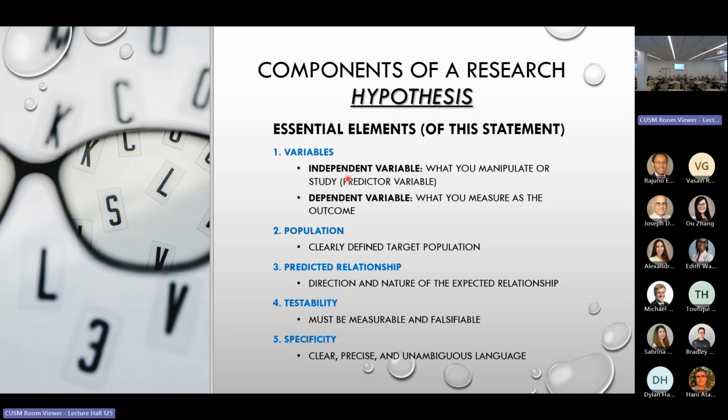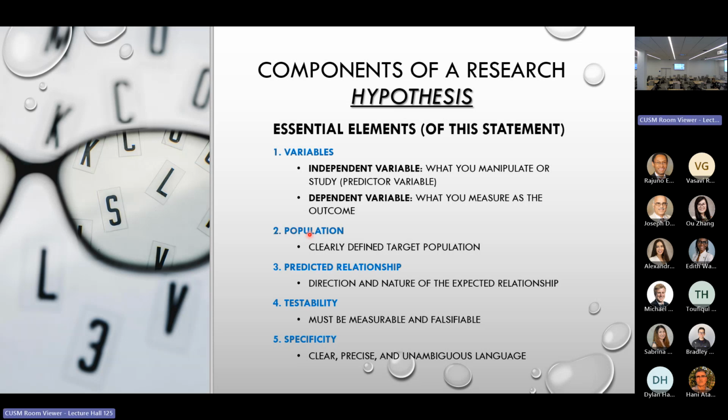I want to put some vocabulary out there. The variables, we often refer to predictors as independent variables. We often refer to outcome variables as dependent variables. Remember that your independent variables, those are the elements that will change, that somehow are associated with the outcome. And our outcome is the dependent variable.